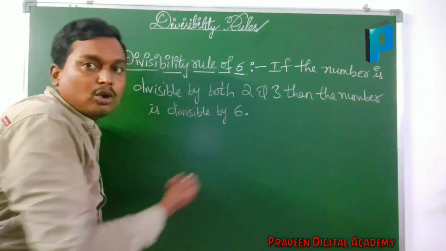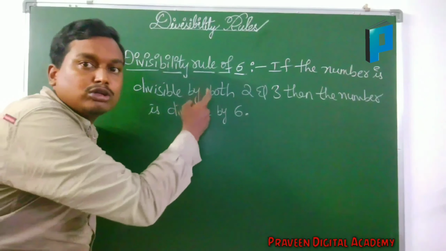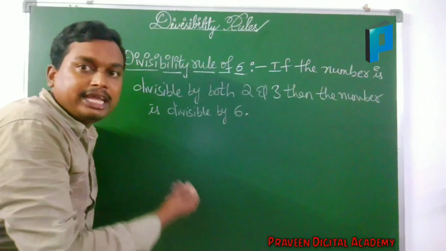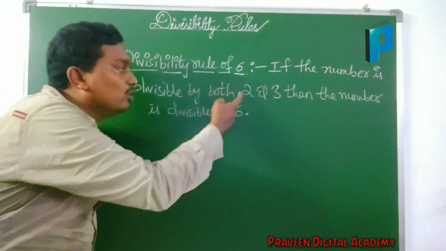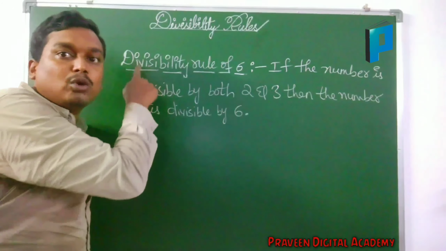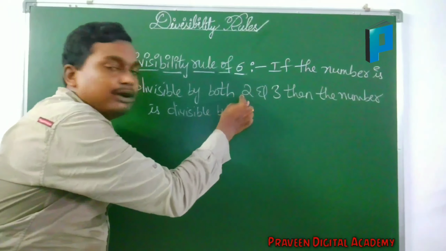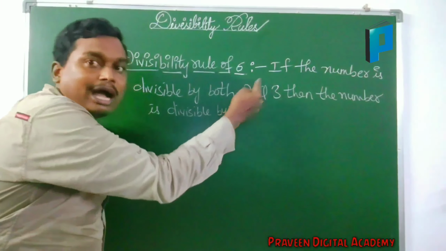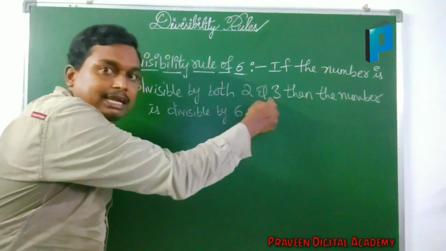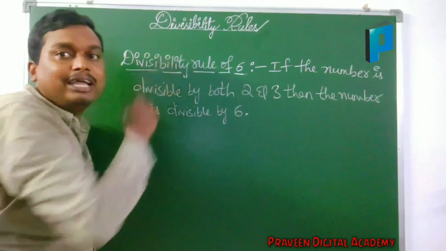Here 6 does not have a special divisibility rule. It is based on the divisibility rules of 2 and 3. If any number is divisible by both 2 and 3, then such a number is also divisible by 6. The number should be divisible by 2 and the number should be divisible by 3. Only if it has both 2 and 3, then it is divisible by 6.